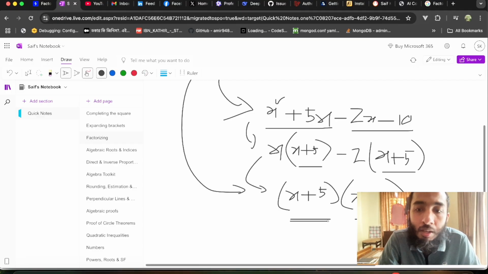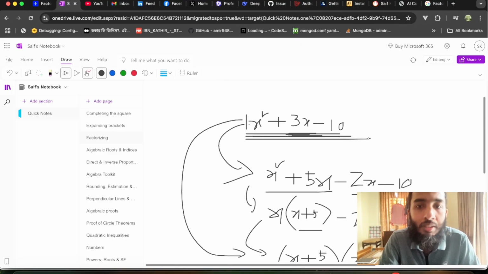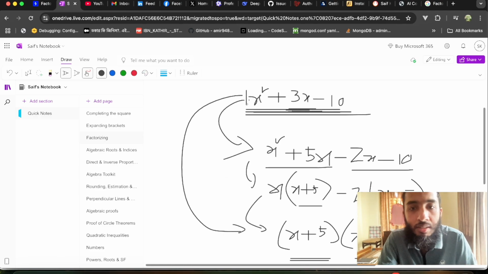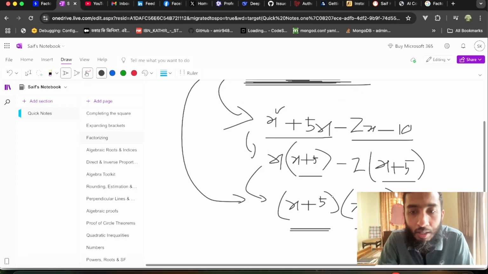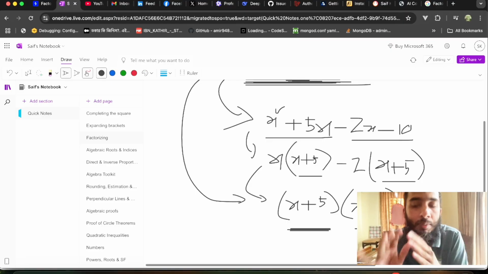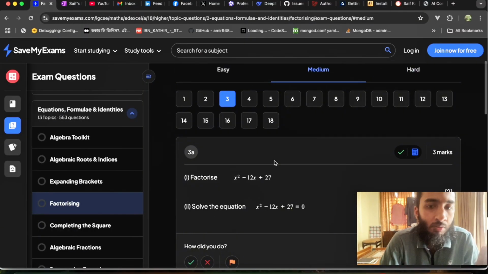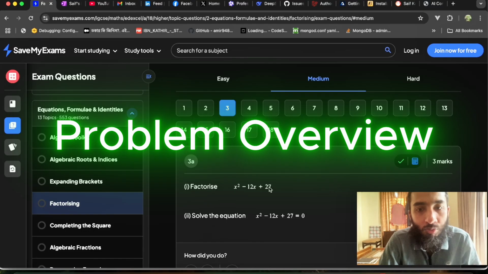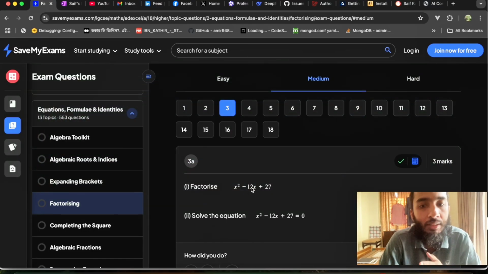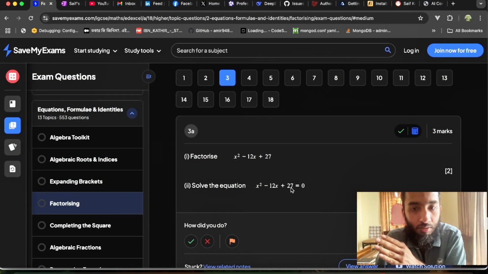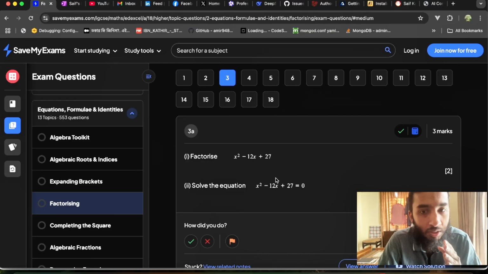If I multiply x plus 5 and x minus 2, I get this expression, x squared plus 3x minus 10. So this is how you can factorize a single mathematical expression into a product of multiple expressions. Now I'll focus on the third question, which has two parts, 3a and 3b. You have to factorize the expression x squared minus 12x plus 27, and then solve the equation x squared minus 12x plus 27 equals 0. So you first factorize the expression and then solve the equation.